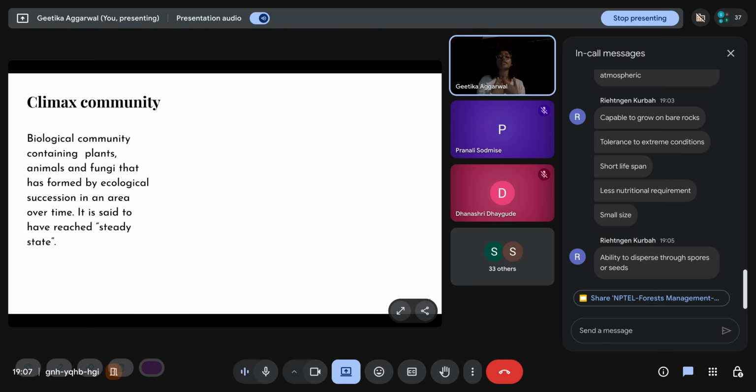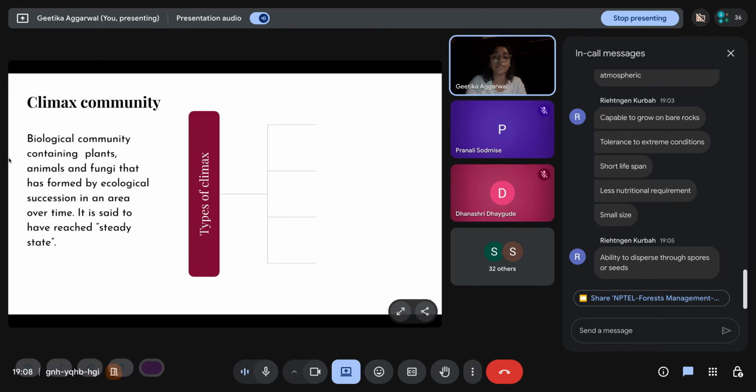But yeah, of course, if there's a very large effect, for example, a flooding of the area or a fire, then it will be affected. Otherwise, it will not be affected by small changes in that area. Right? And there are four types of climax communities.